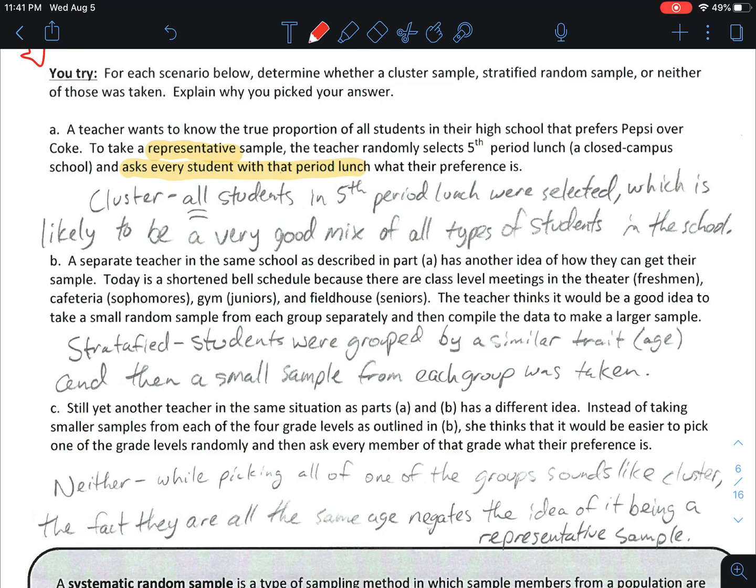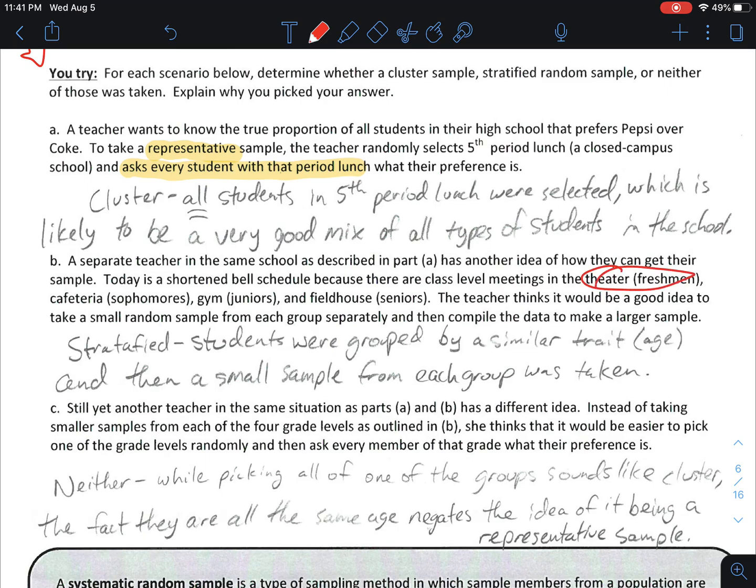Part B, a separate teacher in the same school as described in Part A has another idea how they can get their sample. Today is a shortened bell schedule because there are class level meetings: freshmen in the theater, sophomores in the cafeteria, juniors in the gym, and seniors in the fieldhouse, back when you could go to school. The teacher thinks it would be a good idea to take a small random sample from each group separately and then compile the data to make a larger sample. I mean, I'm literally explaining stratified, right?